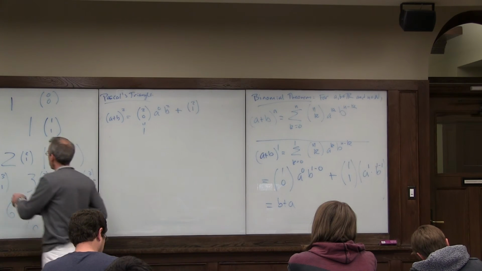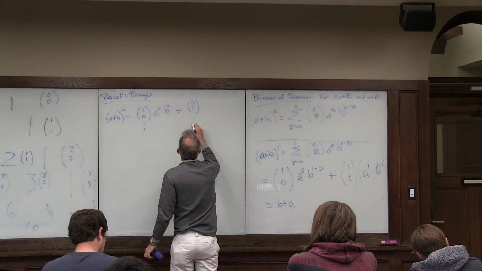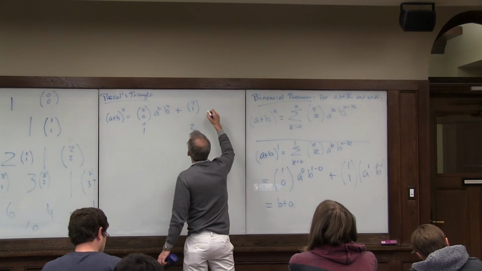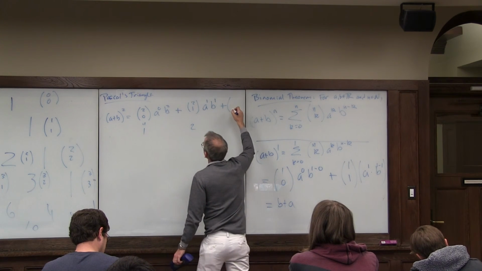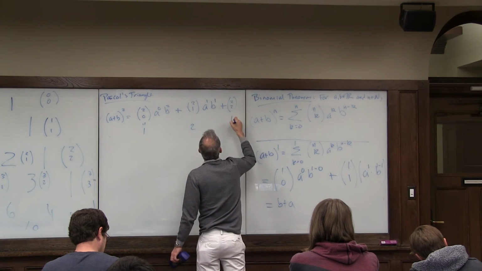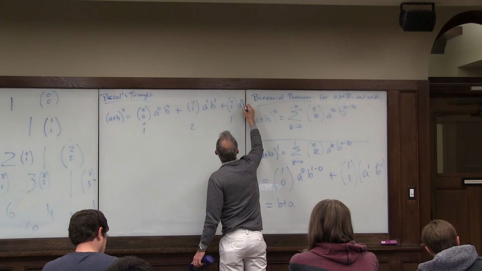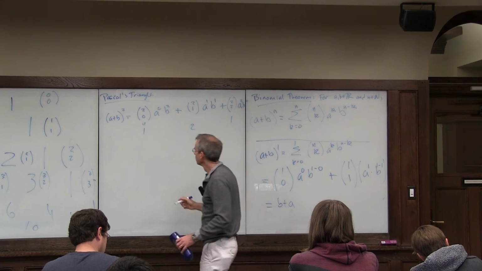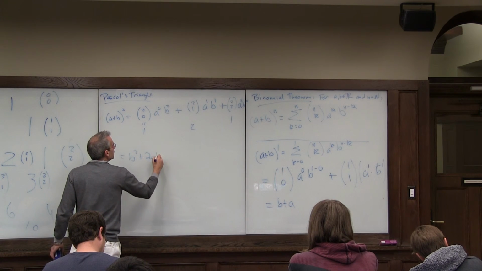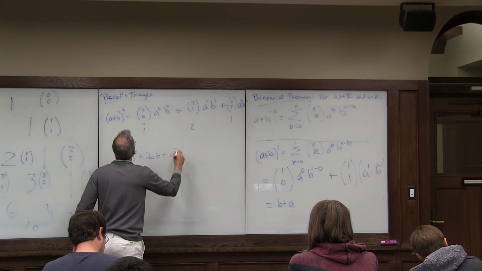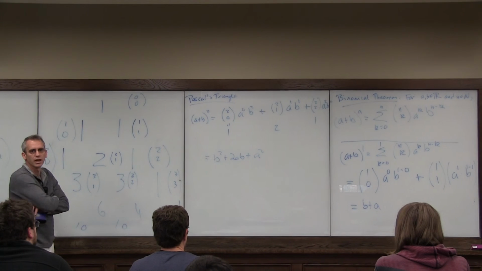Now we can come over to Pascal's triangle and say, okay, here it is. This is 2. And then we've got a to the 1, b to the 1. Plus 2 choose 2, which you know is 1. And then we've got a to the 2, b to the 0. Which looks like b squared plus 2ab plus a squared. Which is, in fact, (a plus b) squared.